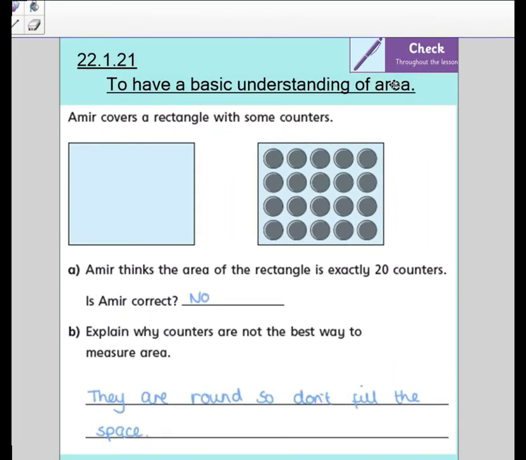Great work today, guys. This is your turn to mark your work. So here we go. Amir covers a rectangle with some counters. Amir thinks the area of the rectangle is exactly 20 counters. Is Amir correct? No, he isn't. Can you explain why? It's because they're round, so they don't fill the space. You've got those gaps. Remember, in the video, we had a look at using squares. Good job.